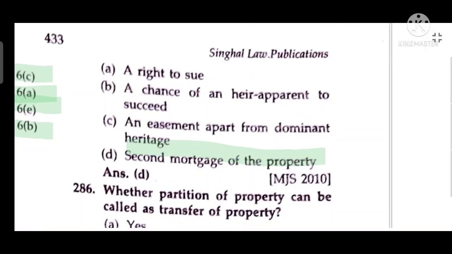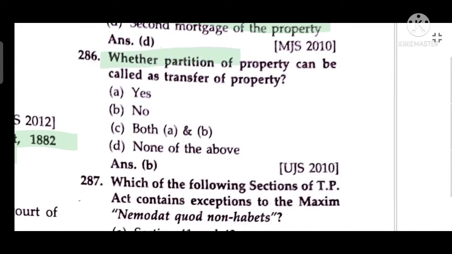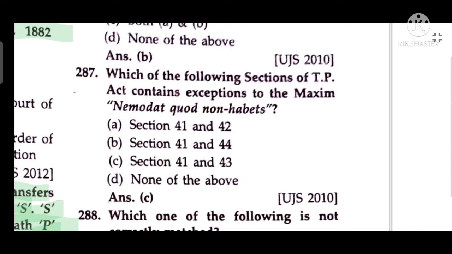Second mortgage of the transfer of property. Whether the partition of property can be called a transfer of property? No. Which one of the following sections of Transfer of Property Act contains exception to the maxim nemo dat quod non habet? Section 41 and 43.